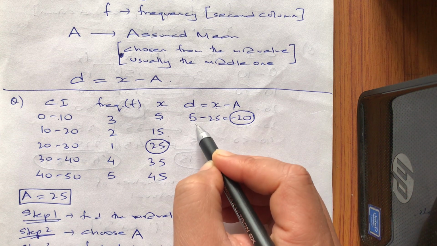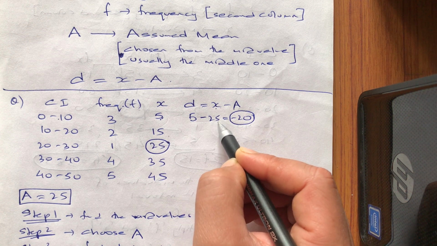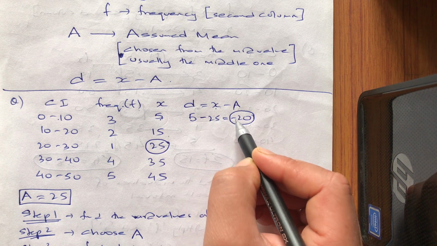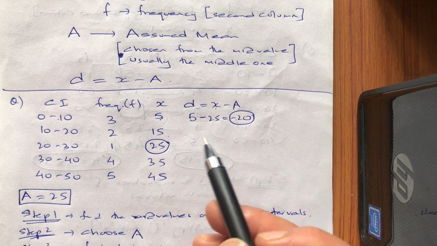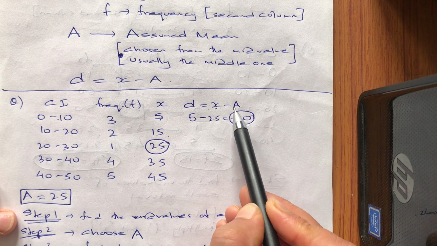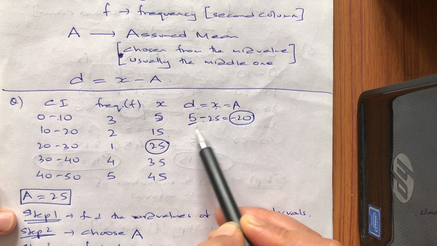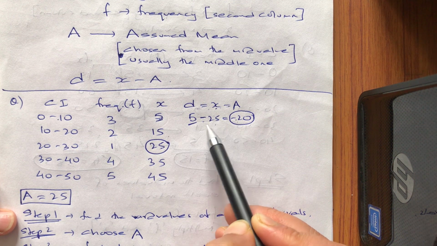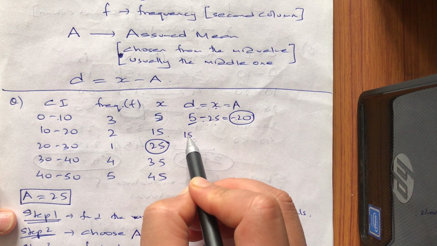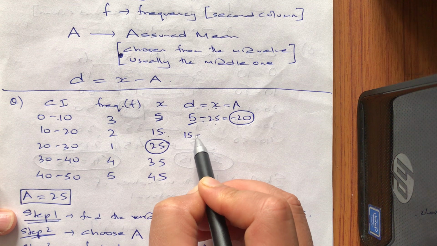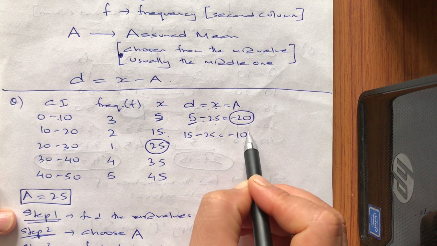You don't have to show all of this over here. You can simply do this in the rough and straight away write minus 20 as the first D. But some of them may get confused. That's the only reason why I'm showing you over here, because the formula says X minus A. So the first X is 5. So I wrote 5 minus, and then A we have chosen as 25. So 5 minus 25 is minus 20. The second one becomes 15, because the next X is 15 minus 25. That comes out to be minus 10. So the next D is minus 10.